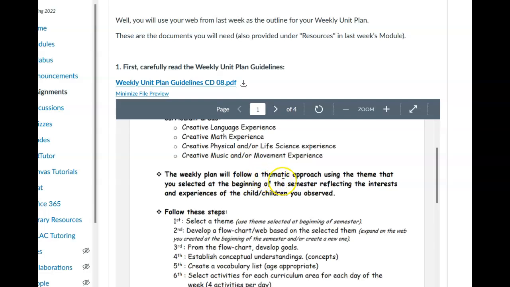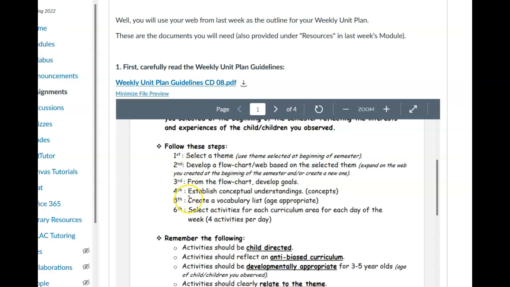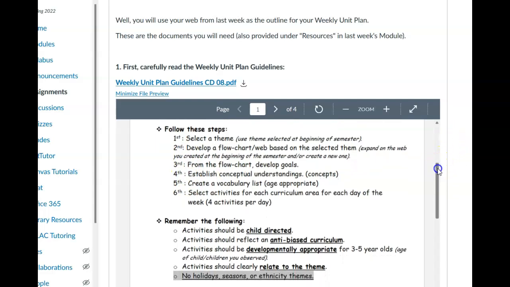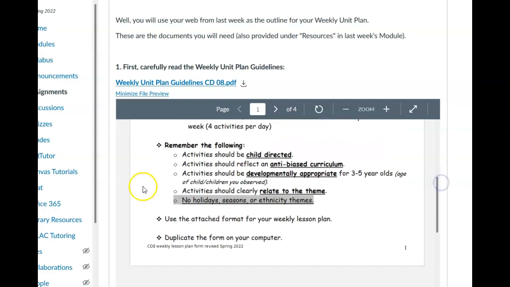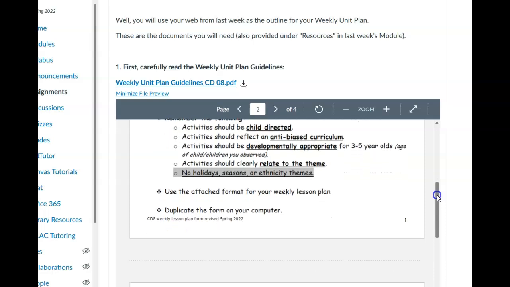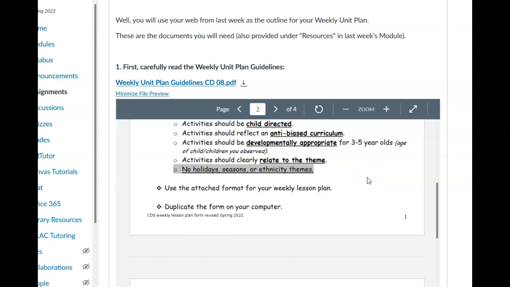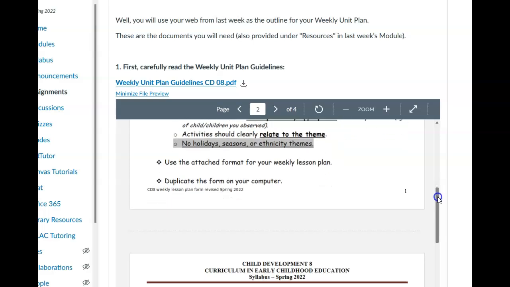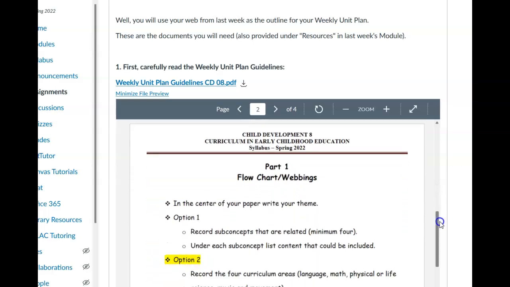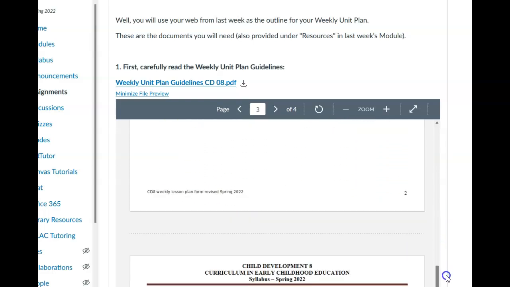The weekly plan will follow a thematic approach using the theme that you selected at the beginning of the semester, reflecting the interests and experiences of the child or children you observed. And then you're going to follow all of these steps, which will be outlined in the unit plan itself below. Remember the following: child-directed, should reflect an anti-bias curriculum, should be developmentally appropriate for ages 3 to 5, and it should relate to your theme. Your theme should be broad enough that it can be integrated with language arts, math, science, and music and movement. And please avoid activities related to holiday seasons or ethnicity themes. And this is the form below on the next page that you're going to be using for your unit plan.